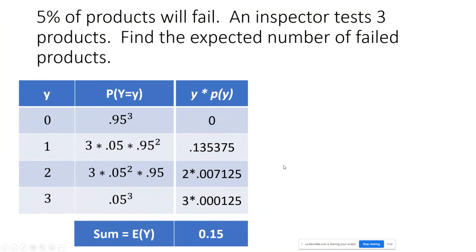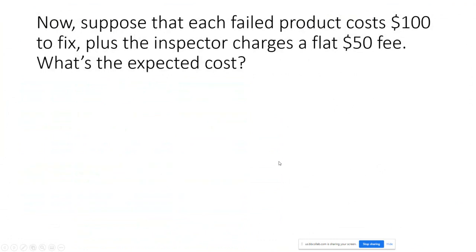So now, suppose that each failed product costs $100 to fix, plus the inspector charges a flat $50 fee for inspecting a group of 3 products. And we want to find the expected cost of this overall process of the inspection.